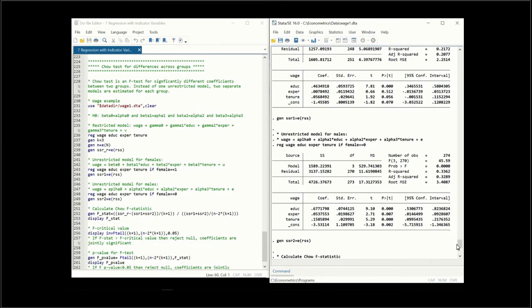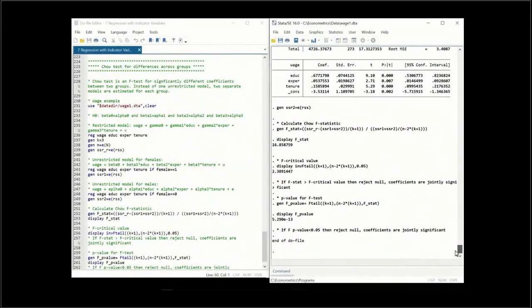Okay, so if we calculate, as I said, the F statistic, the F critical value, and the p-value for this F test, we would see that these are exactly the same results as before. And because the p-value is less than 0.05, we would be concluding that all the coefficients are jointly significantly different from 0. What this means is that we should be estimating different models for males and females instead of one model for both groups. And again, this Chow test is an equivalent way to the F test to test for significant differences.